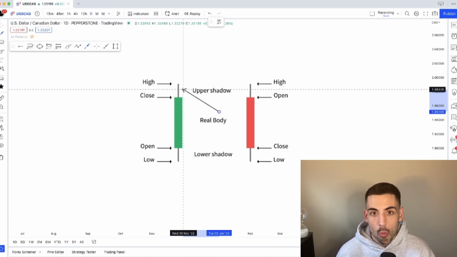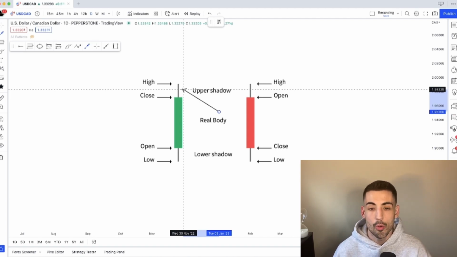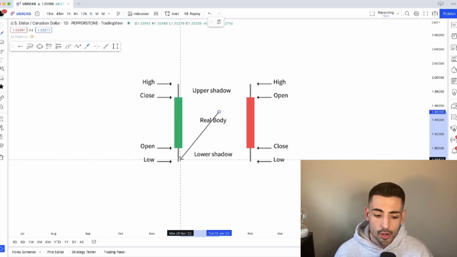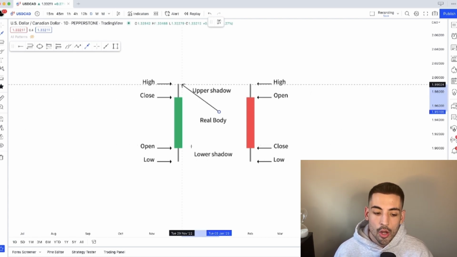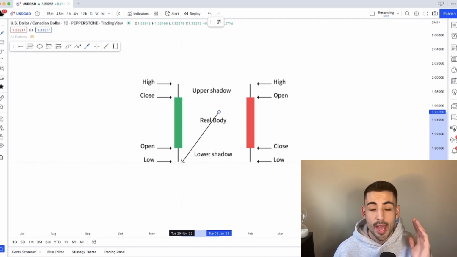And these shadows or wicks signify where price has ranged within that candle. We have not opened or closed at this portion of the candle. It is just where price has traveled, but has not closed or opened. So you could easily identify the highs and lows of a candle if you identify the high of the wick or the low of the wick. And that's consistent with every single candle that you see in the foreign exchange market.